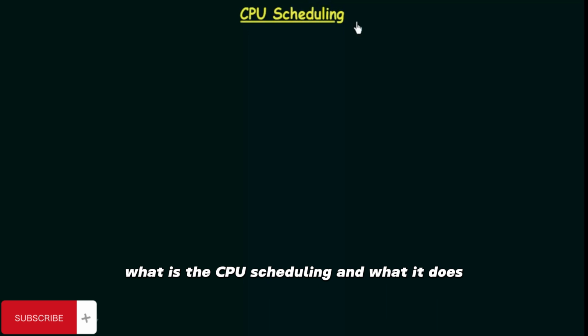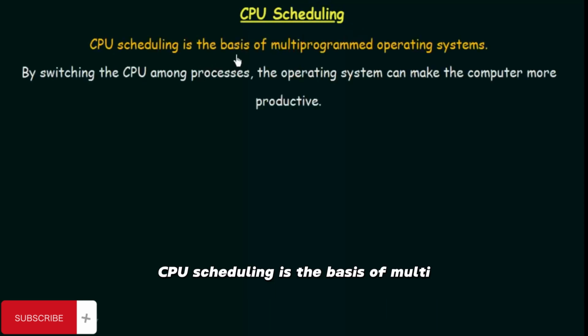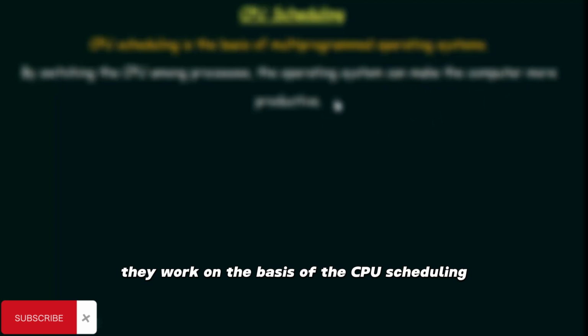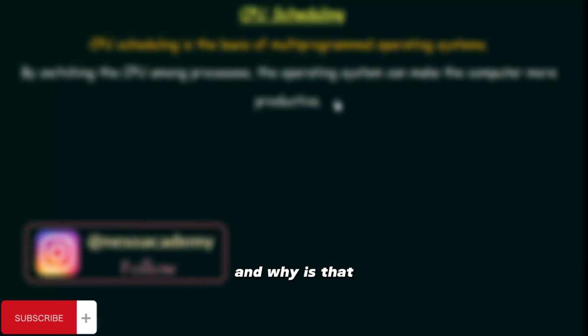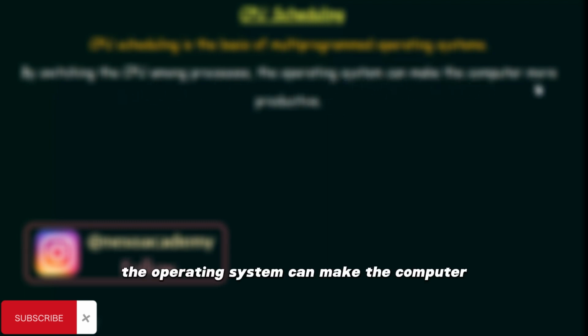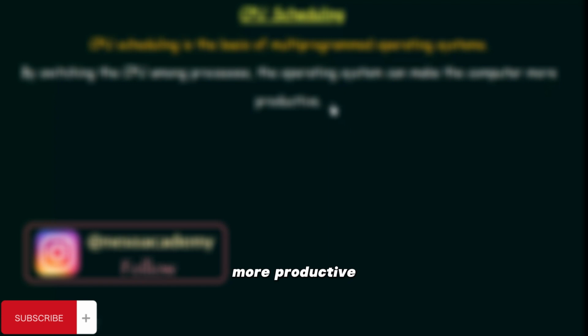CPU scheduling is the basis of multi-programmed operating systems, and by switching the CPU among processes, the operating system can make the computer more productive. Multi-programmed operating systems work on the basis of CPU scheduling. And why is that? Because by switching the CPU among processes, the operating system can make the computer more productive. Now you may be thinking, why did we say by switching the CPU among processes?